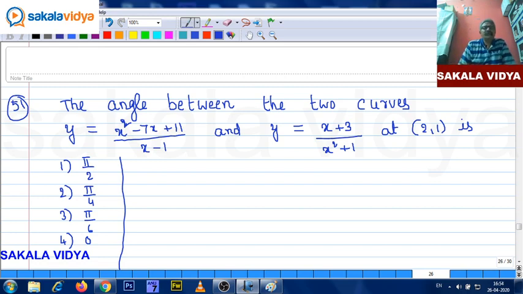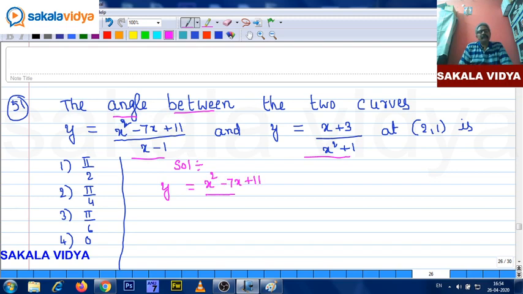So, now the angle between the two curves we need to find out, this curve and this curve. I will repeat the strategy to be followed here. First find dy by dx of the first curve and put 2 comma 1, you get m1, slope of the tangent, and differentiate the second curve and put 2 comma 1, you get m2. So, first let us consider the first curve y equals x square minus 7x plus 11 upon x minus 1.